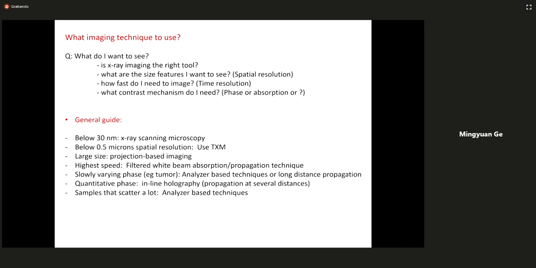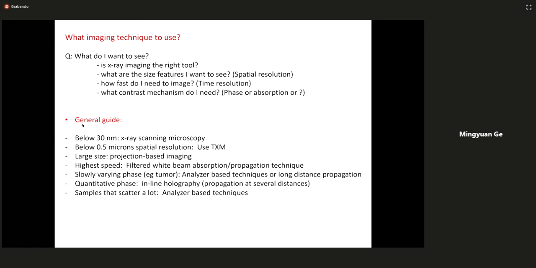And the second is, what's the feature size you want to see? That really depends on spatial resolution. Like imaging without a lens, we can only reach a resolution in the micron scale. But if you want to see the nano scale, you may resort to TXM imaging, right? So it really depends on the feature you want to see. And also, is there any dynamic happening in your material? Do you need time resolution? And also, what kind of contrast do you need? Is it a soft material or hard material? So it really depends on what kind of energy you want to use and whether you want to use phase contrast or absorption contrast. Or do you want to use the fluorescent signals or scattering signals?